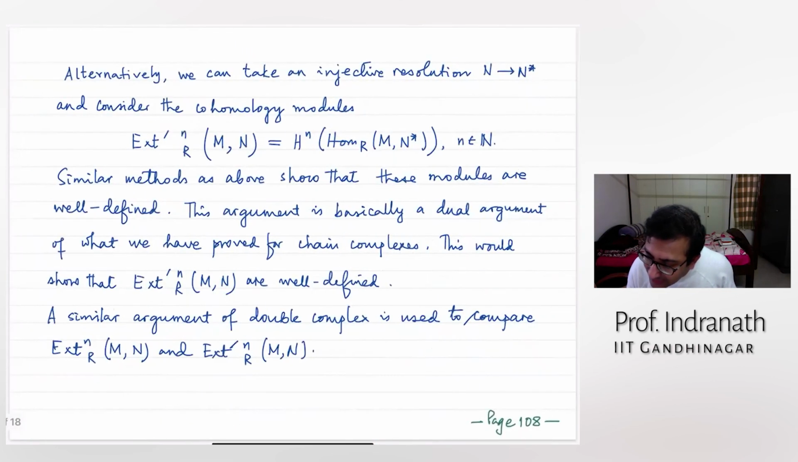Okay, and then alternatively, now here comes the point. Alternatively, we can take an injective resolution of N. So that is a cochain complex, I mean, that is exact, but on this side. And consider the cohomology modules and define this as X. Now you have two definitions: one is with respect to a projective resolution of M in the first one, and another is with respect to the injective resolution of the second one.